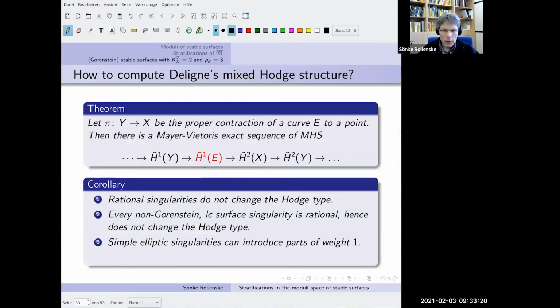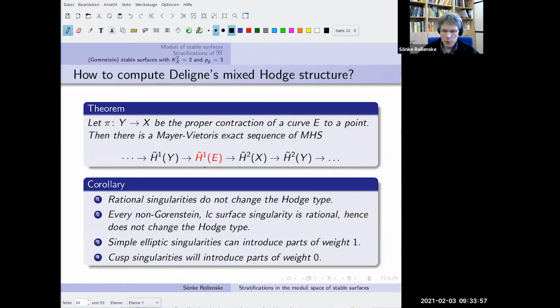Okay. What about simple elliptic singularities? They have an H1 of an elliptic curve. So they will have something of pure weight 1 in the H1 of the exceptional locus in the exact sequence. And then this could give something in X of weight 1, but it could also be killed by H1 of Y. So there is some issue here which you might have to check: if it actually shows up in the Hodge structure of X, or if it just gets killed by H1 of Y.